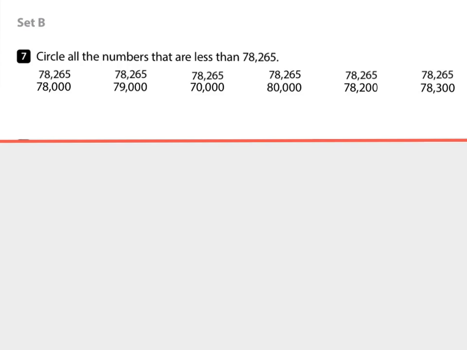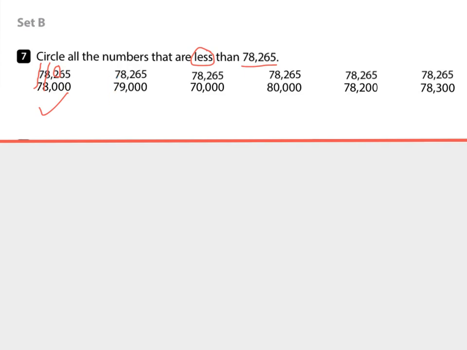So this very first one, we can see that the 10,000s place are the same, the thousands place are the same, and you can see that the 2 is larger than the 0. So I know, and we're looking for numbers that are less than 78,265. So this number is less, 78,000, because the 0 in the hundreds place is less than the 2 in the hundreds place. Let's move on to the next one.